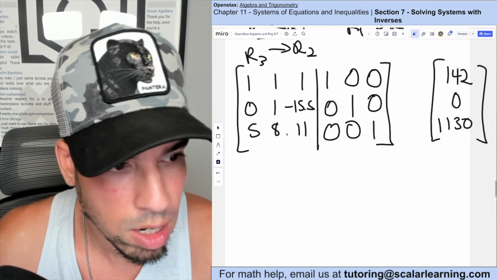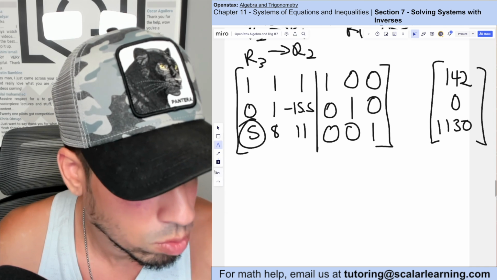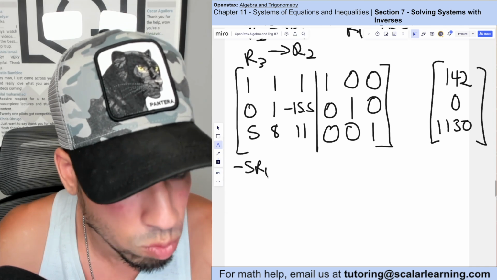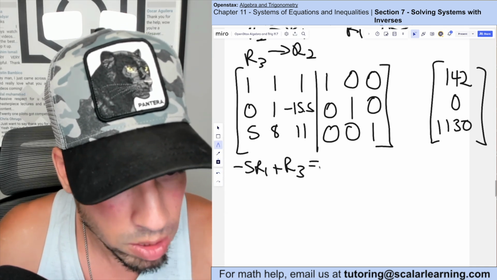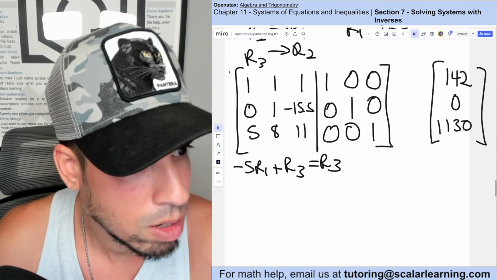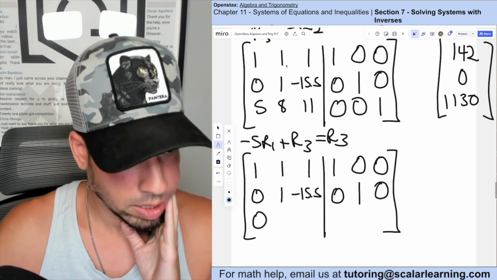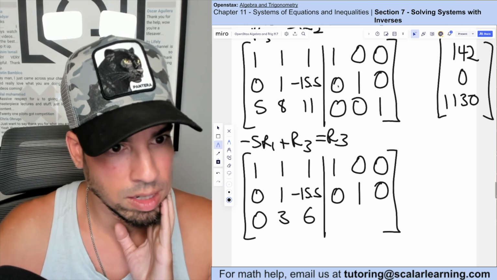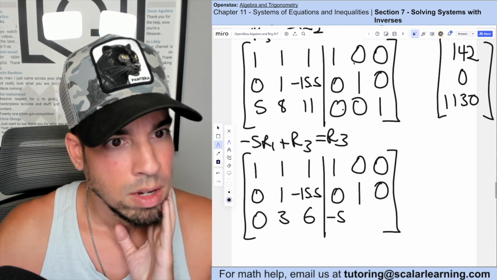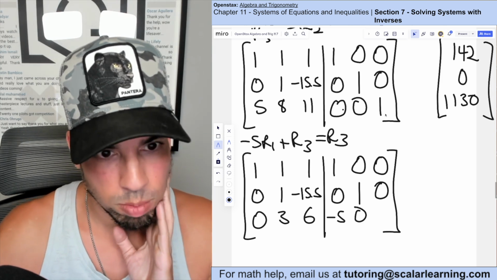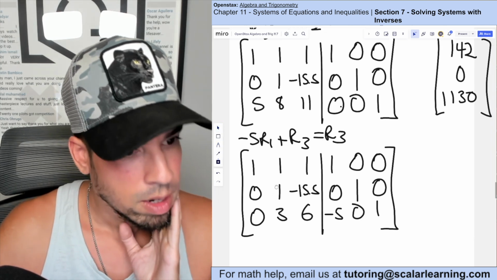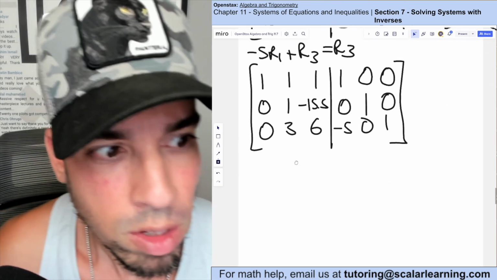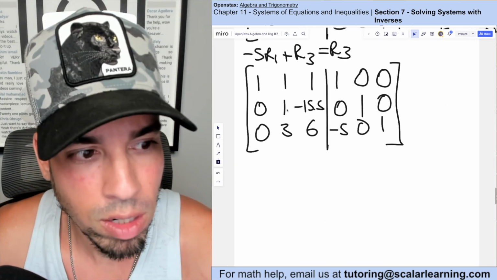Next, I want to work on this first column still, and I want to get that to a 0. So we got negative 5 times row 1 plus row 3 is going to be the new row 3. Let's write it out. So we got negative 5 plus 5 is 0. Negative 5 plus 8 is 3. Negative 5 plus 11 is 6. Negative 5 plus 0 is negative 5. 0 plus 0 is 0. 0 plus 1 is 1. Great. Okay. That first column is done. So now what I'm going to do is, and I already got a 1 here, which is amazing.